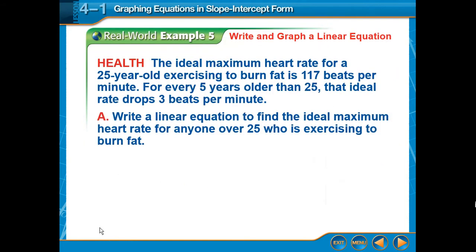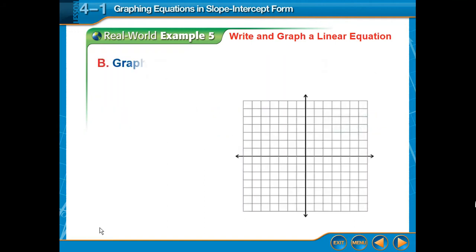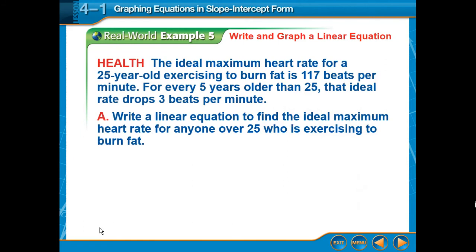Okay, example 5, write and graph a linear equation. The ideal maximum heart rate for a 25-year-old exercising to burn fat is 117 beats per minute. For every 5 years older than 25, that ideal rate drops 3 beats per minute. Okay, so we want to write an equation to find the ideal maximum heart rate for anyone over 25 who is exercising to burn fat.